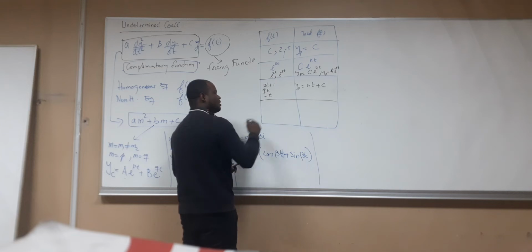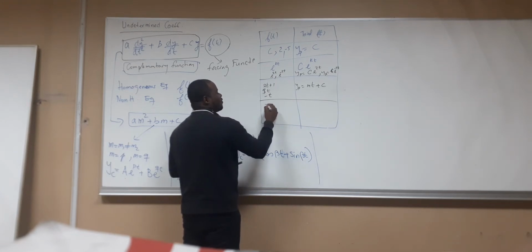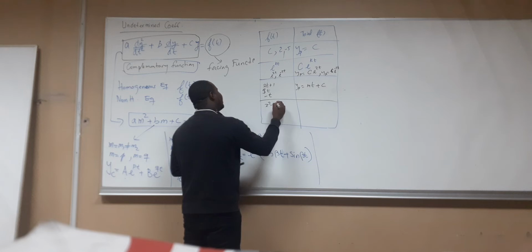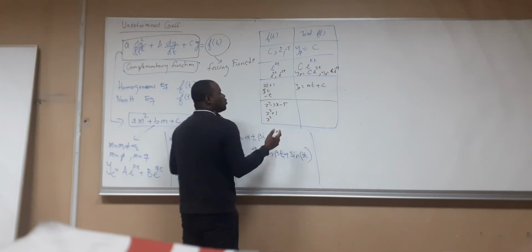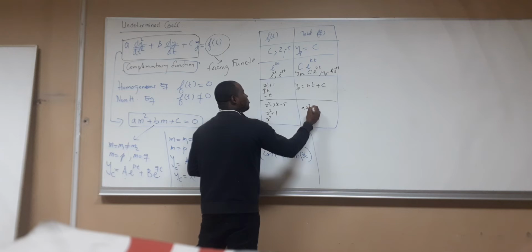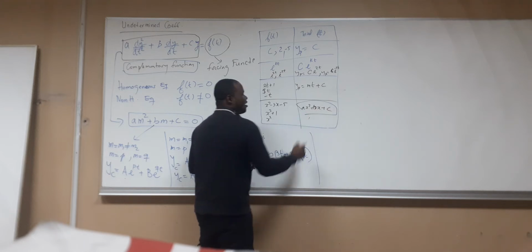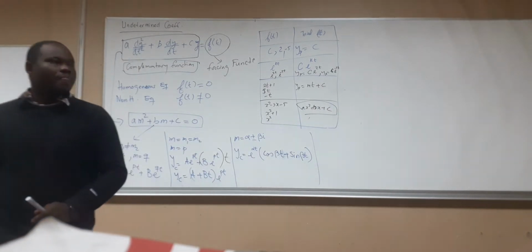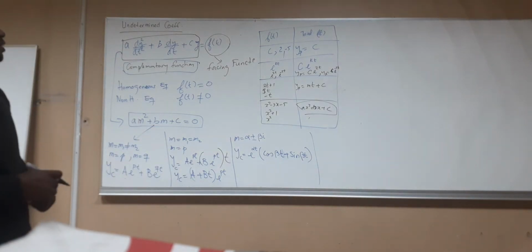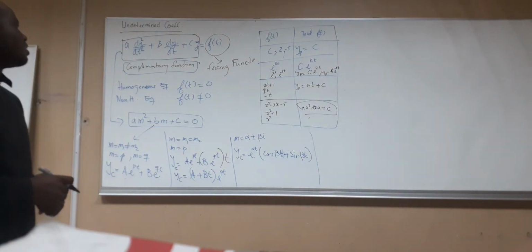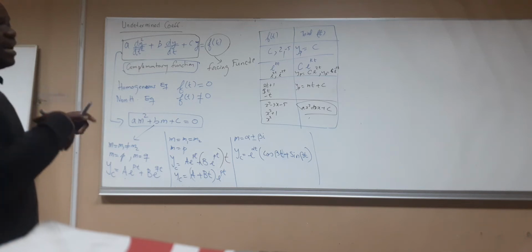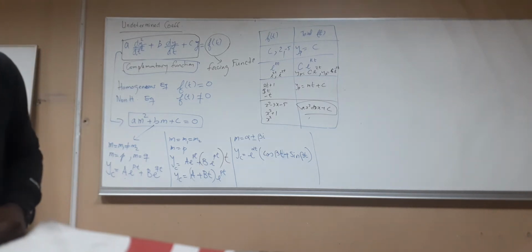Okay? If your forcing function is a quadratic, for example x squared minus 3x minus 5, or x squared plus 1, or x squared only, this will give you ax squared plus bx plus c. This will be your trial function. Okay. So let's start. Let's take one example so that we can sync what we have learned and the application of it.